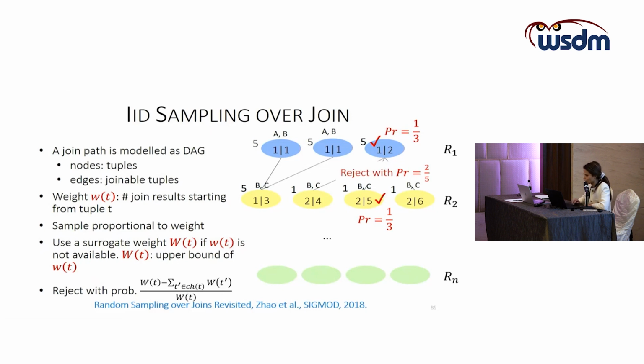Basically, in this work, we represent a join path with a data graph. Here you see a data graph for a chain join on R1, R2 to Rn. In this data graph, which is a directed acyclic graph, each node is a tuple, and an edge between two nodes shows that these two tuples can be joined together. For example, relation R1 contains attributes A1 and B, and you can see that this tuple with values 1 and 1 can be joined with values 1 and 3.